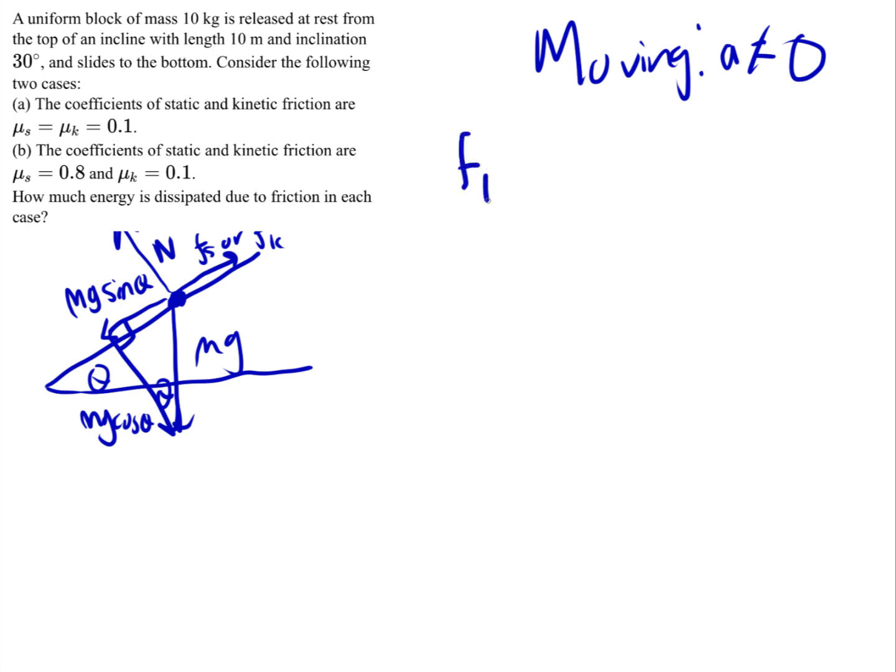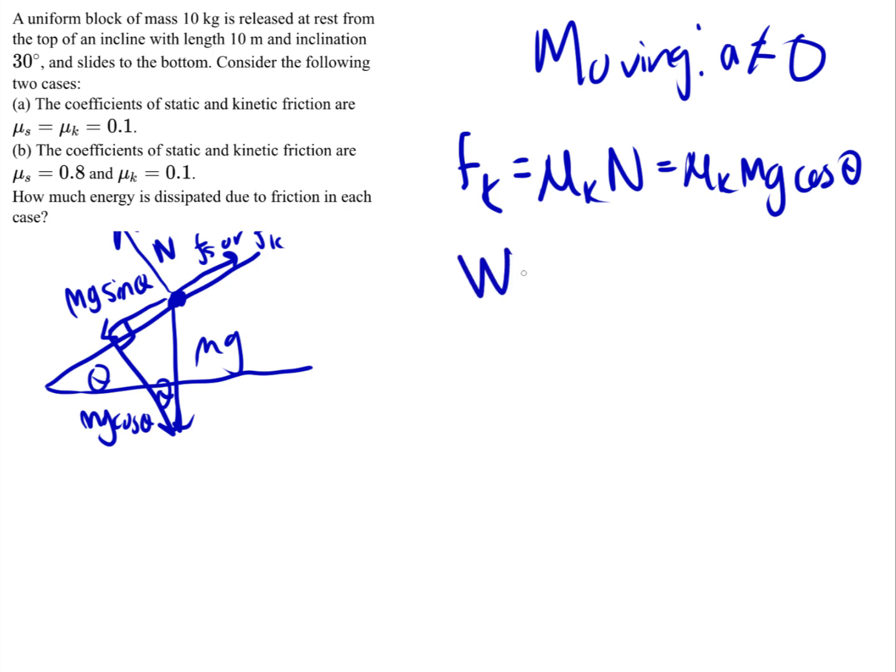The force of kinetic friction, we know that that is equal to the coefficient of kinetic friction times the normal force, which we found earlier to be mg cosine theta. And that is the force of kinetic friction acting on it. And if you remember, the work done by friction is defined as the negative of the frictional force, because the friction force opposes the direction of movement. So the work, and you have to multiply that by the displacement. Work equals a force acting over a certain distance.